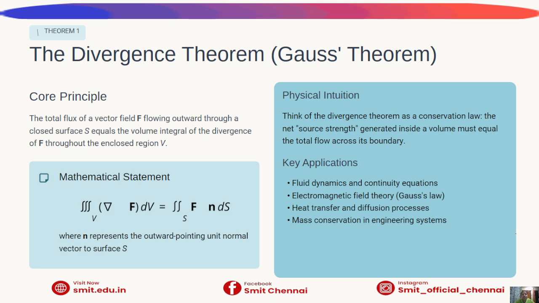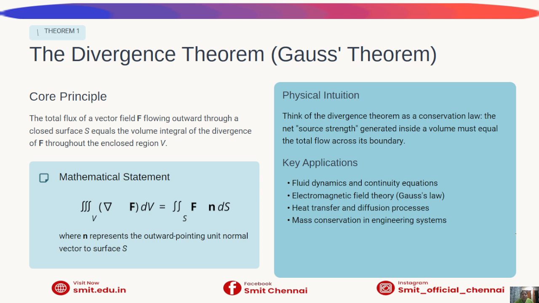The divergence theorem is also known as Gauss theorem. Think of it as a conservation law. The net source strength generated inside a volume equals the total flow across its boundary. Mathematically, the total flux of vector field F flowing outward through closed surface S equals the volume integral of the divergence of F throughout the enclosed region V. The formula is the surface integral of F dot dS equals the triple volume integral of del dot F dV, where n is the outward unit normal.